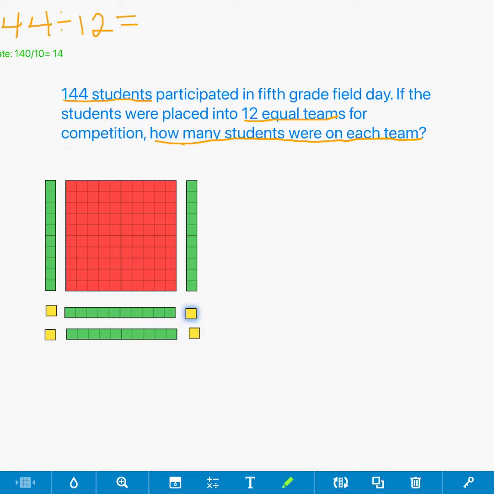So, how do I find my answer? Well, what I have to do is count the first row. 10, 11, 12. So my answer is 12 students on each team.